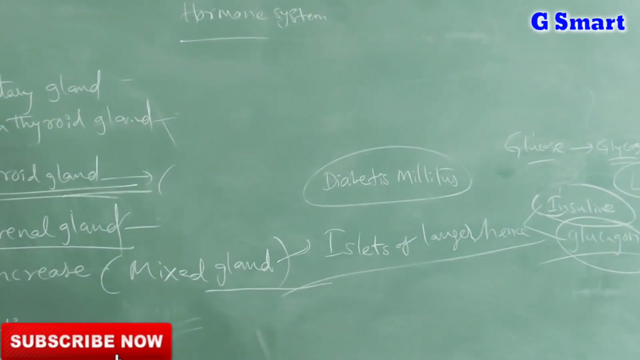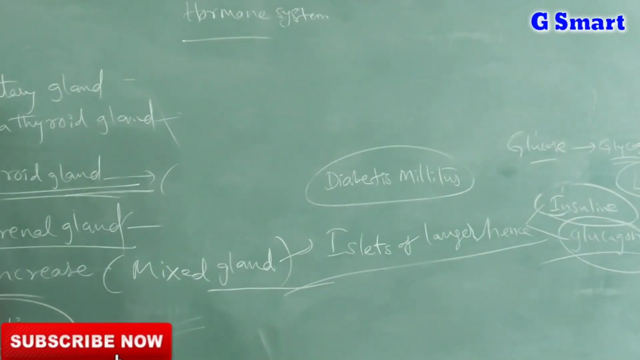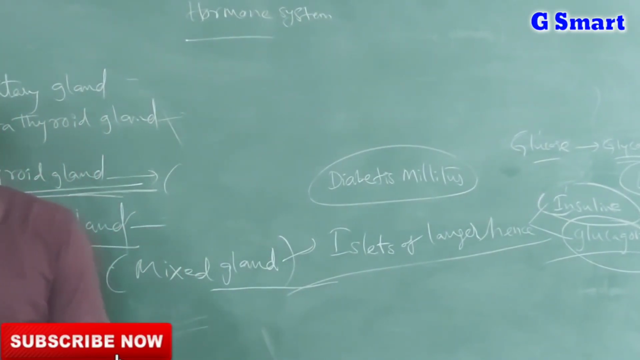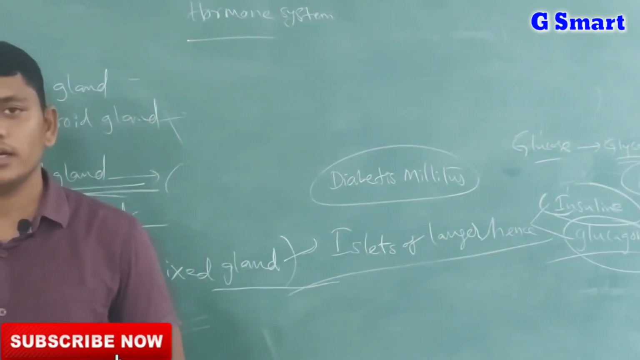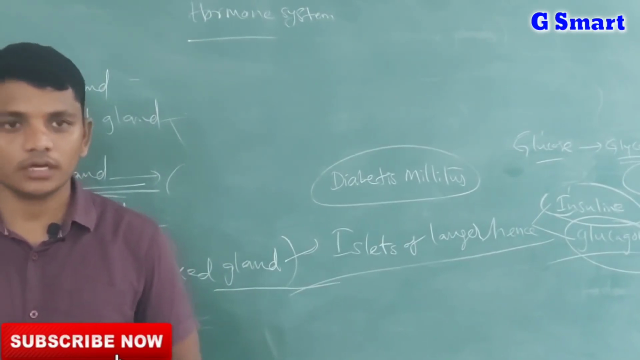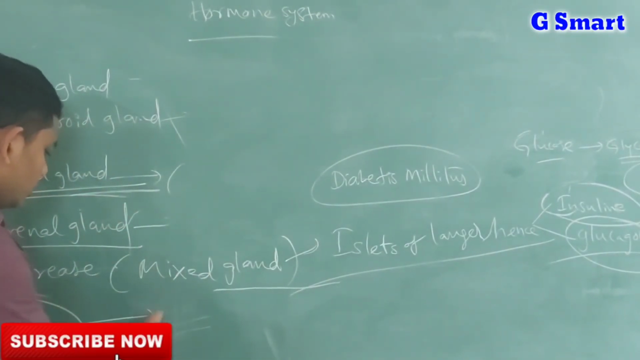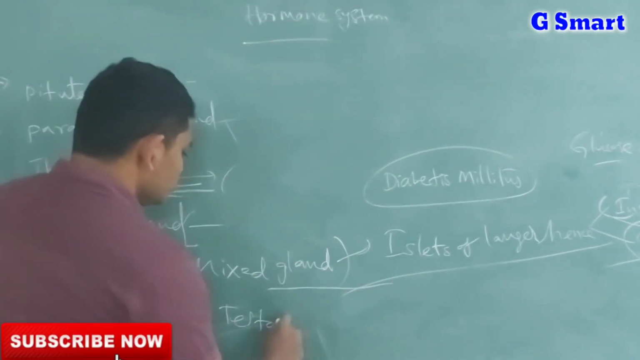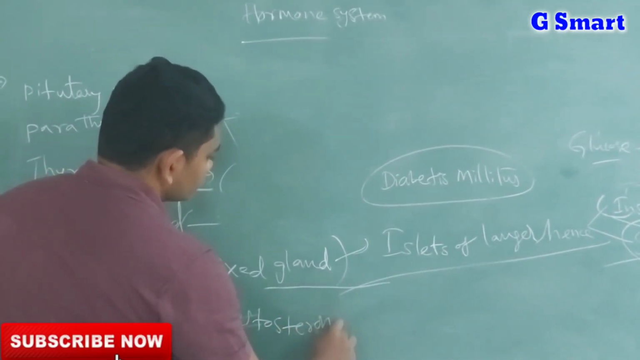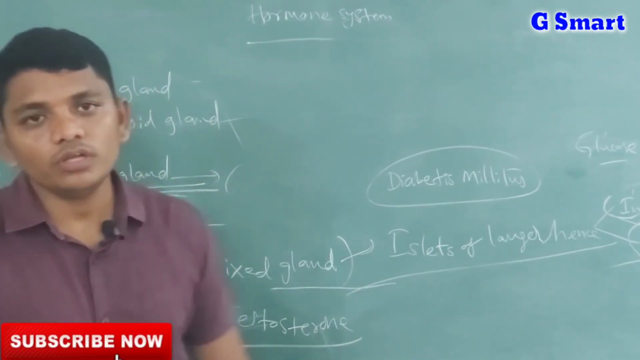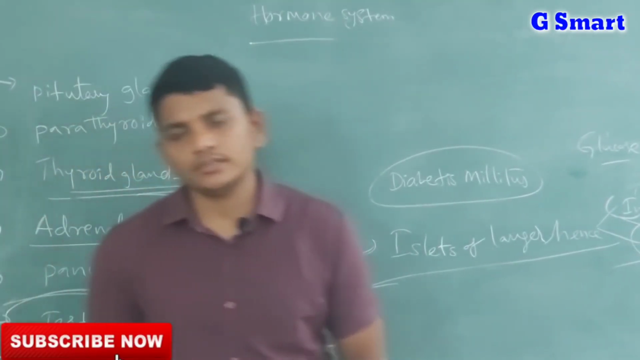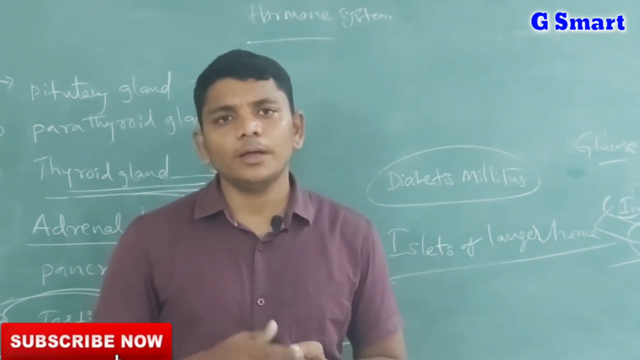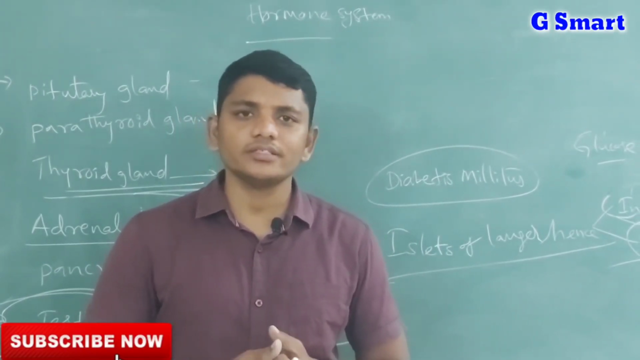Let us discuss the testis. The testis only appears in the male. It is located in the scrotal sac. The testis releases the testosterone hormone. The testosterone hormone promotes the primary and secondary sexual characters in the male.